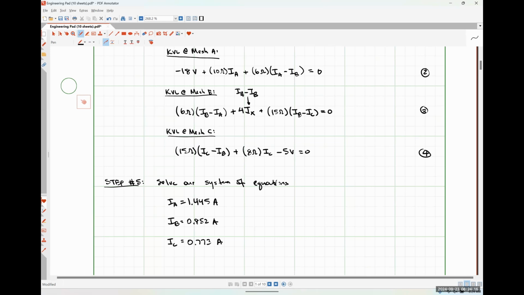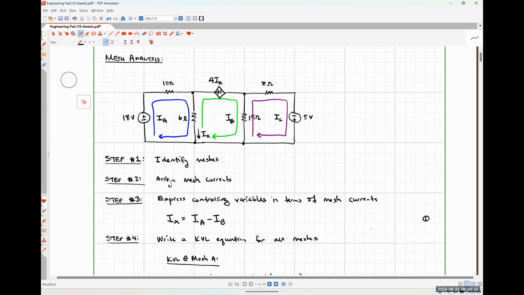Okay, so assuming these answers are correct, now that we know all of our mesh currents, we could determine any other current or voltage or power in our system, right? So IX, for example, would just be IA minus IB. If we wanted, let's say, the power supplied by my dependent source, we know that the voltage drop across my dependent source is 4. Let's be good with the units here.